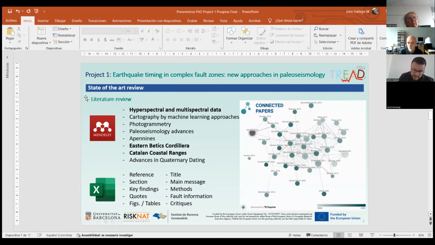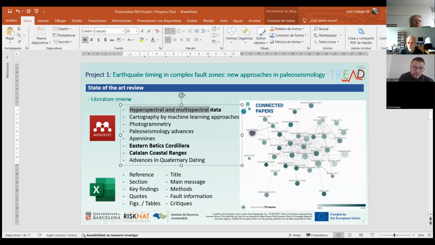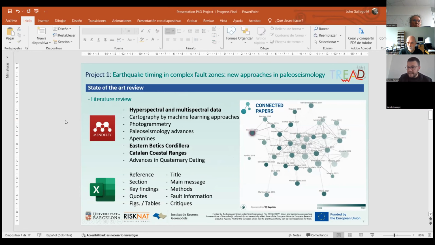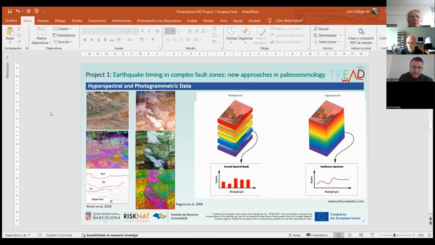So what I've been doing so far is just collecting a lot of bibliography. I'm using Mendeley mainly, and also this kind of app to connect and trace the main findings of my topic. I use some Excel documents to better organize my information. I've been focusing my review on hyperspectral and multispectral data. So what I've been doing actually is trying to understand the origin of this technique.